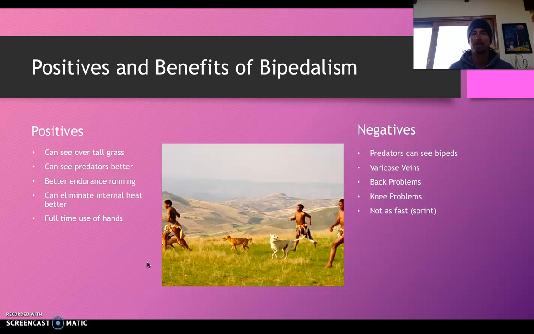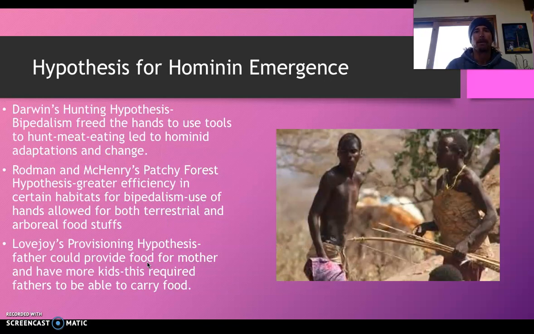And I think once we get into bipedalism, which is very much a hominid trait, that's when the evolutionary apparatus really starts to jettison forward. So the hypothesis of hominid emergence, this is going to be important in terms of a hint. Darwin's hunting hypothesis, his idea was that bipedalism freed up the hands to use tools to hunt for meat. And this is led by hominid adaptations and change.